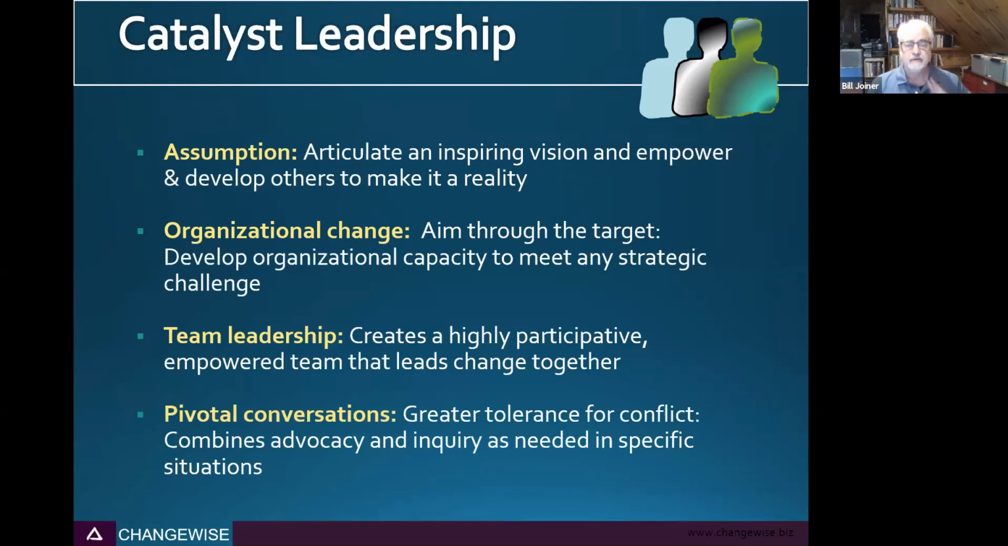And finally, in pivotal conversations, what we see with catalyst leaders is that they're really good at creating dialogue because they're very adept at expressing their own views and persuading others, but they're equally adept at inquiring into other perspectives, taking those perspectives seriously. Sometimes they change their mind, sometimes they don't, but they're actively engaging with other perspectives and testing their own views. So that's a quick whirlwind tour of the 3 levels.